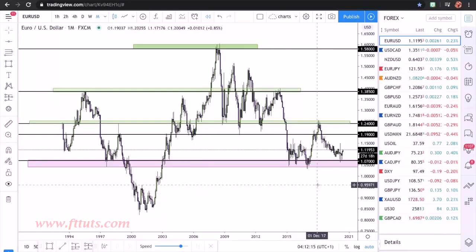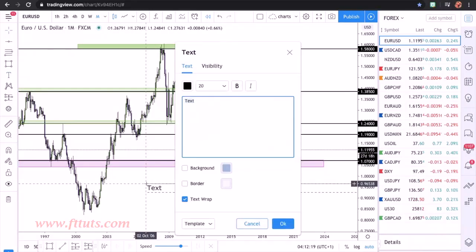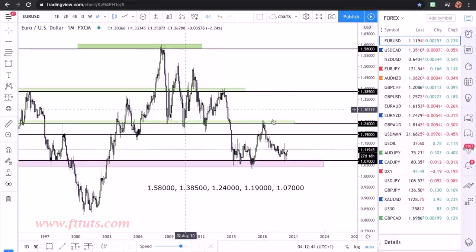So these are the levels for EURUSD, so you can write them down. So 158, 138.5, 124, 1.1900, 1.07. Okay, so again, we would keep this 1.07 if you want, and then we can keep the 1.19, but you don't need all these levels.